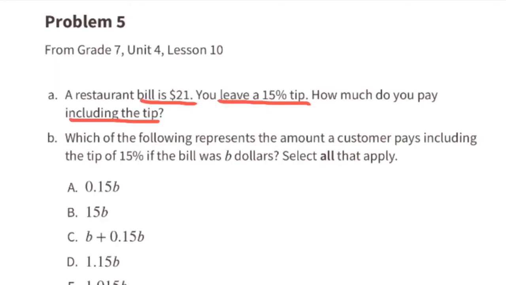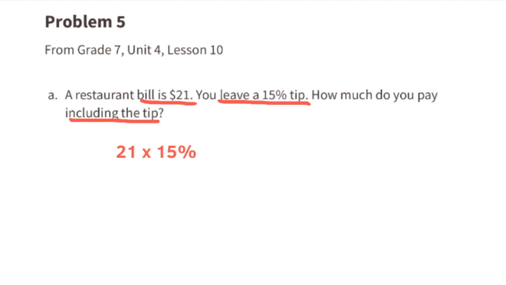Problem number 5 from 7th grade, Unit 4, Lesson 10. A. A restaurant bill is $21. You leave a 15% tip. How much do you pay including the tip? It's $21 times a 15% tip. We can rewrite this as 21 times 0.15, which equals $3.15. So you'd leave a $3.15 tip.